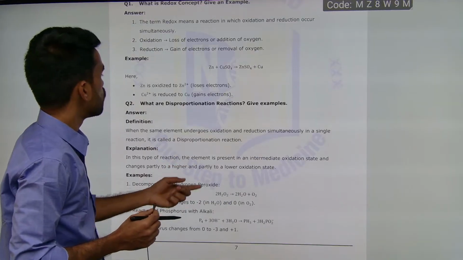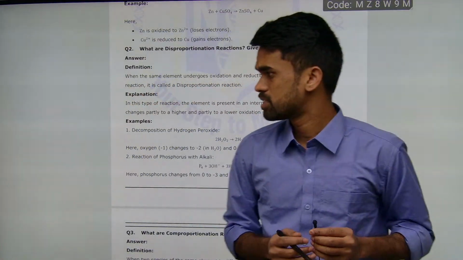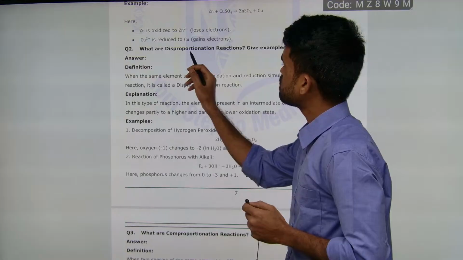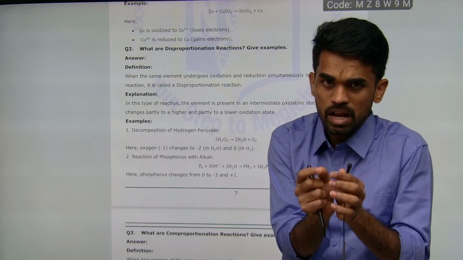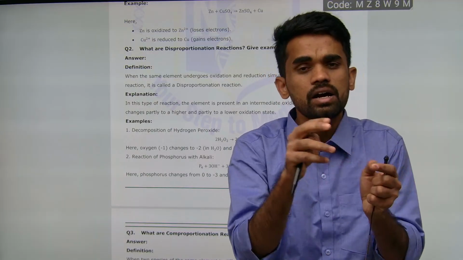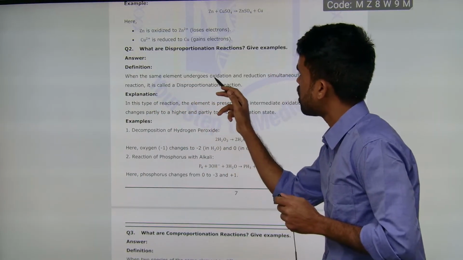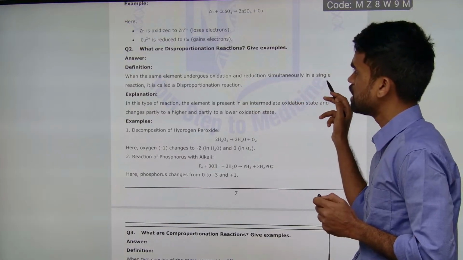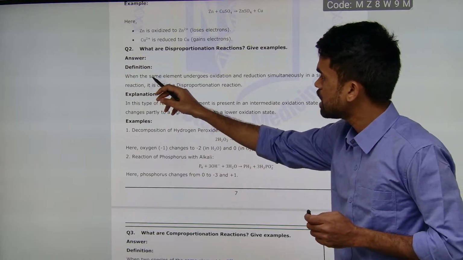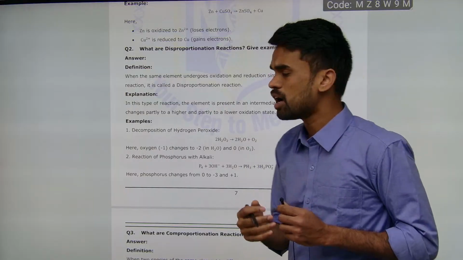Okay, the next: what is a disproportionation reaction? Give one example for this. This is the second question asked from stoichiometry. So disproportionation reactions are redox reactions in which the same element undergoes oxidation and reduction simultaneously. When the same element undergoes oxidation and reduction simultaneously in a single step, it is called a disproportionation reaction.